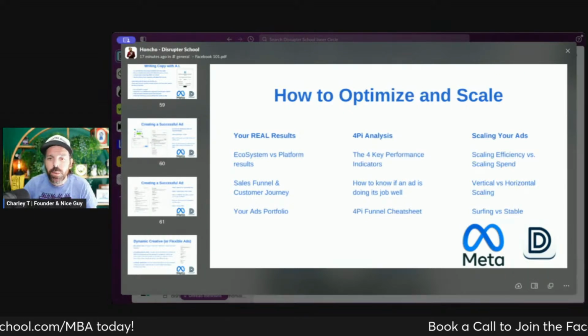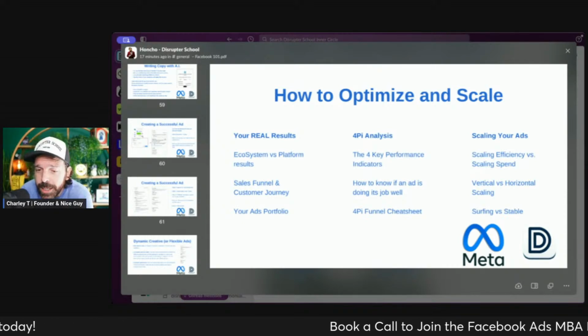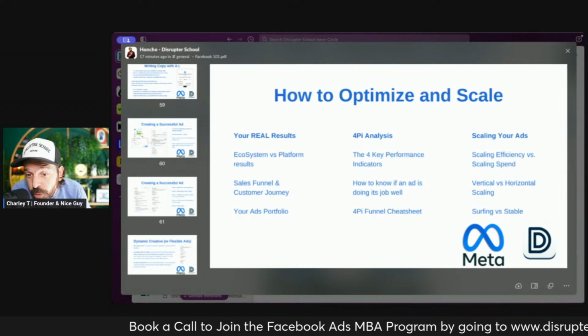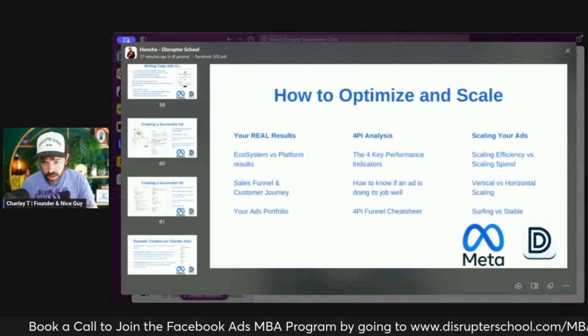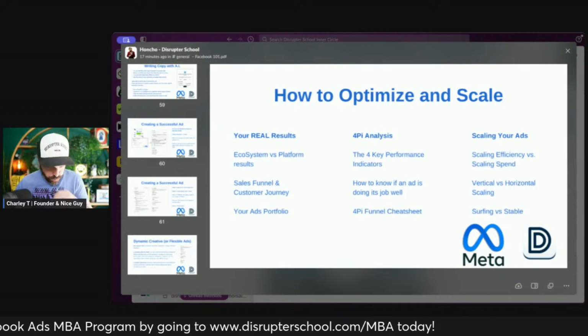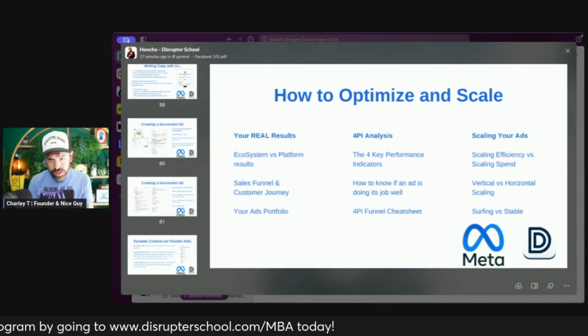So I'm super excited. Anyway, today we're going to get into, like I said, real results, your ecosystem versus platform. We're going to get into 4 PI analysis, the 4 key performance indicators you need to know, as well as scaling your ads. So all that to be said, let's get started.